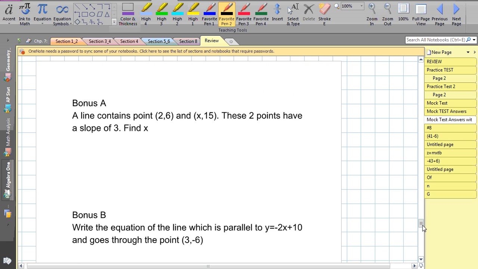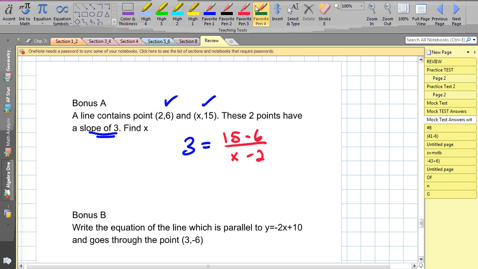So we have a couple bonuses in here. A line contains the points (2, 6) and (x, 15). And we know the slope. So if you use the slope formula here, we know the slope has to be 3. And if I start subtracting the y values, I'm going to go 15 minus 6. That better be equal to, when I divide it by subtracting the x values, x minus 2. So how do you solve for this? Well, this looks like I'm going to cross multiply and use the distributive property.